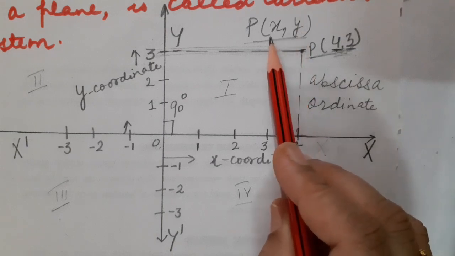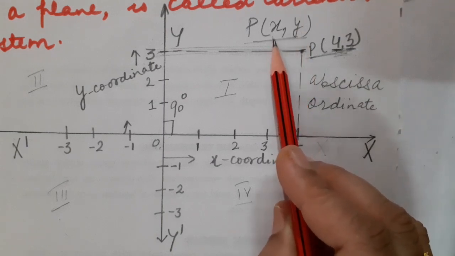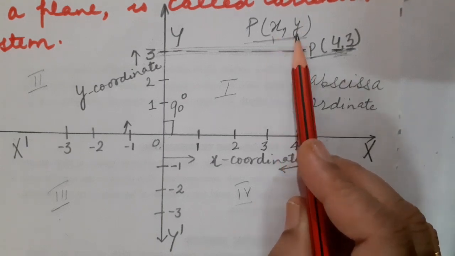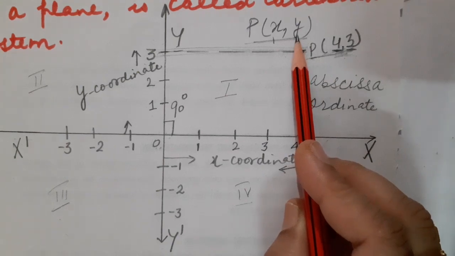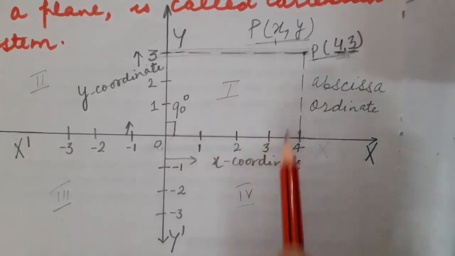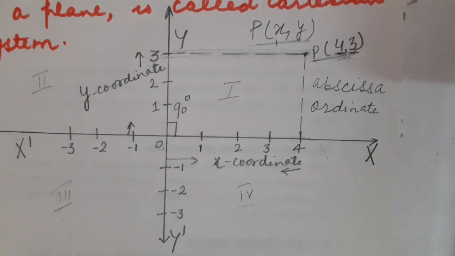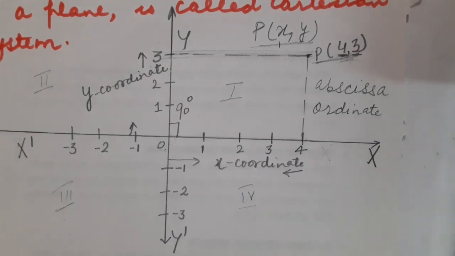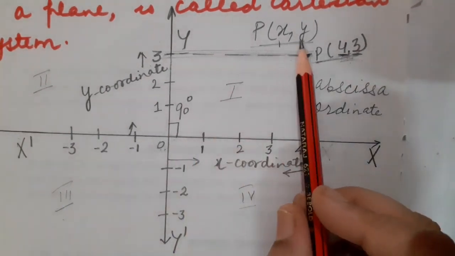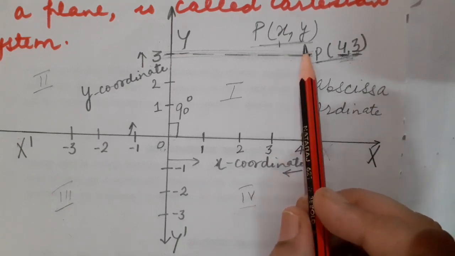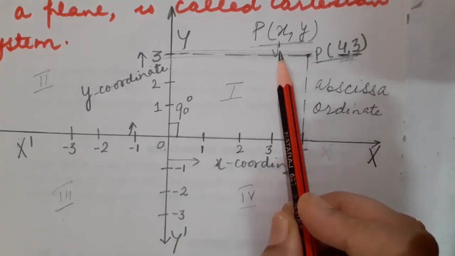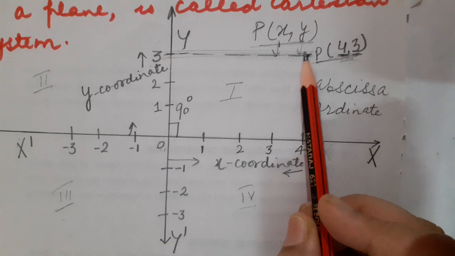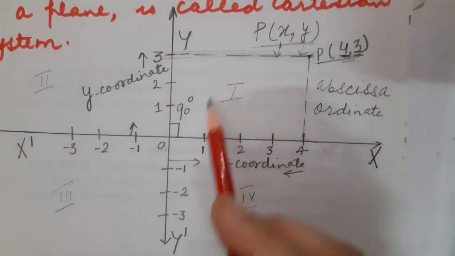Suppose at the place of x you have written the y coordinate, that is the ordinate, first, and later you write the abscissa, that is the x coordinate. Then definitely the plotting of the point will also be changed. Correct, students? We are not supposed to change the position in the ordered pair. First of all, you have to write the abscissa, and in the second position you have to write the ordinate.